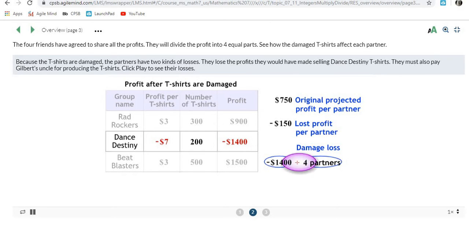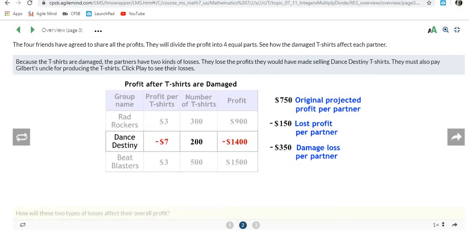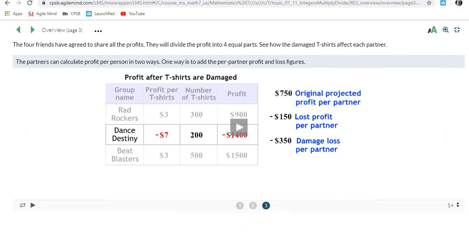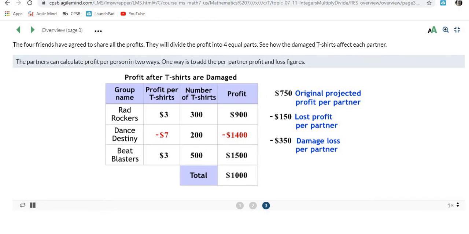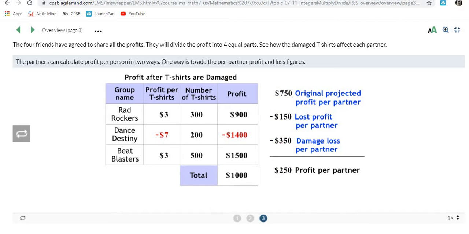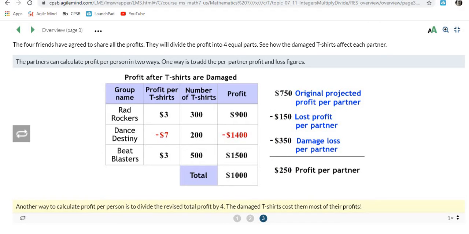Each person was going to sell $350 worth of materials that they don't get to sell now. So, how much money is everyone making? Now we only have a profit of $1,000 divided amongst 4 people. So each person is getting $250. Still not bad, but it's not what they were projecting at all, huh? They were projecting a lot better.